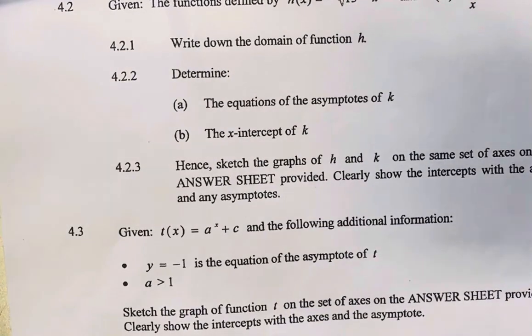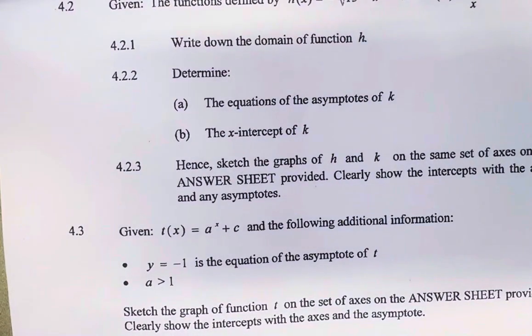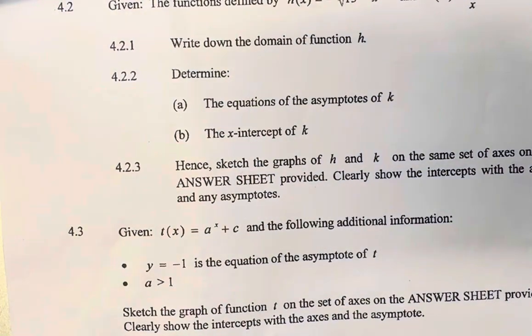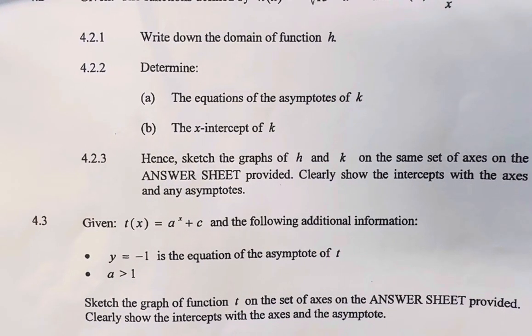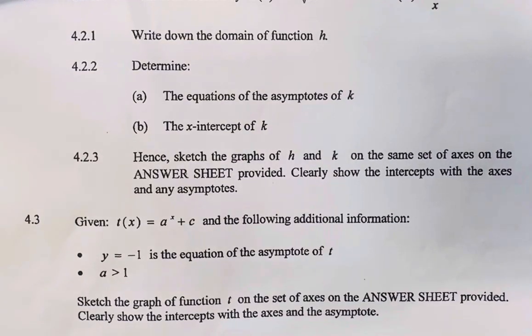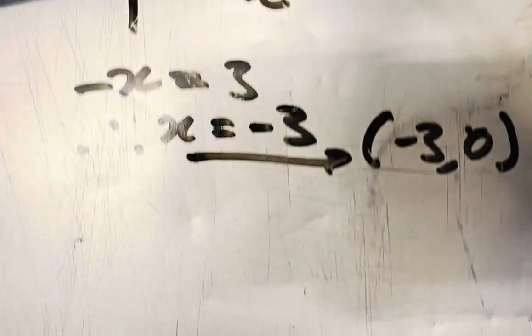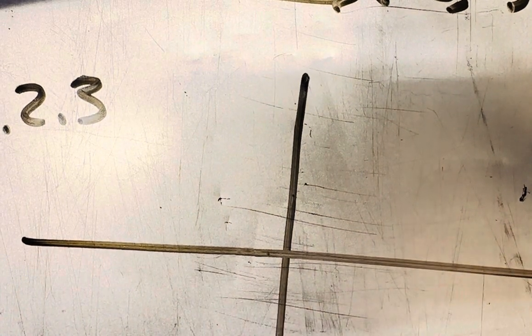Now they say hence sketch. Let's check our radius. Now they say 4.2.3: hence sketch the graphs of h and k on the same set of axes. We're going to draw our graphs there. That will be our two graphs.